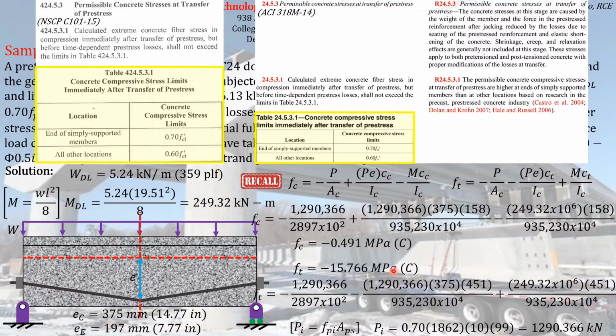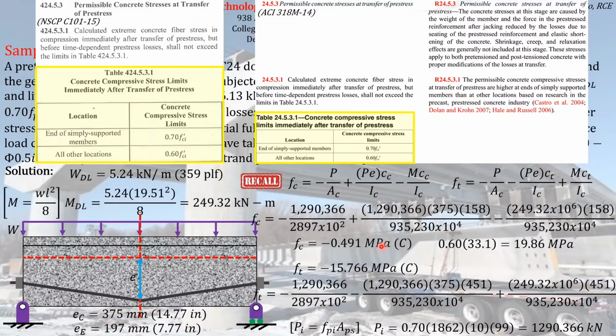So these compressive stresses at transfer must be less than 0.6 of FCI prime, the initial compressive strength, which is given on the problem, which is equal to 33.1. So we will just compute for the 60% of that initial compressive stress, which is equal to 19.86, and these stresses must be less than or equal to that limiting compressive stress at transfer if we want to say that these stresses are code compliant.